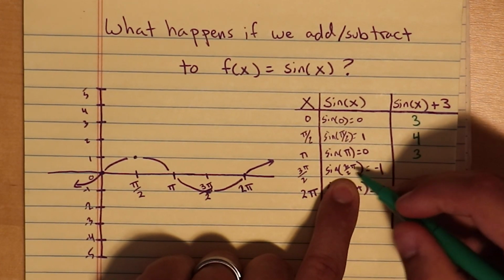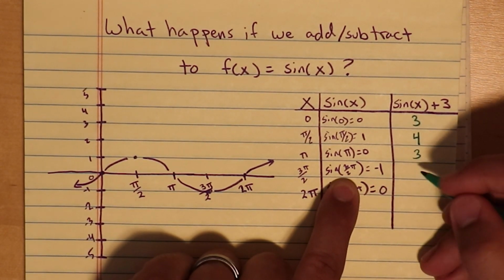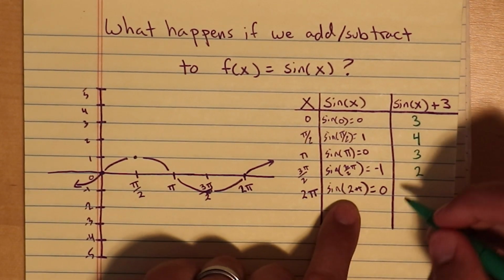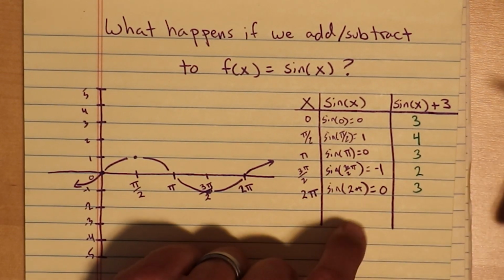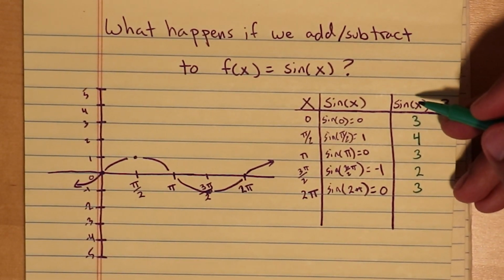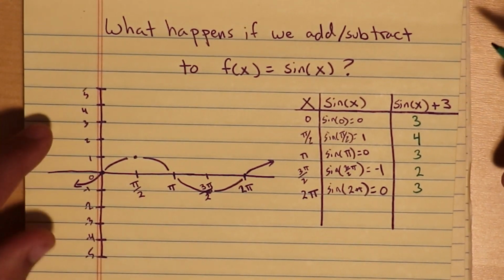The value of sine at 3 halves of pi is -1. If I add 3 to that, it goes down, so I get 2. And then I get 3 again. So this is what happens when I take those values of sine and I add 3 to them. Let's see what that does to the graph.